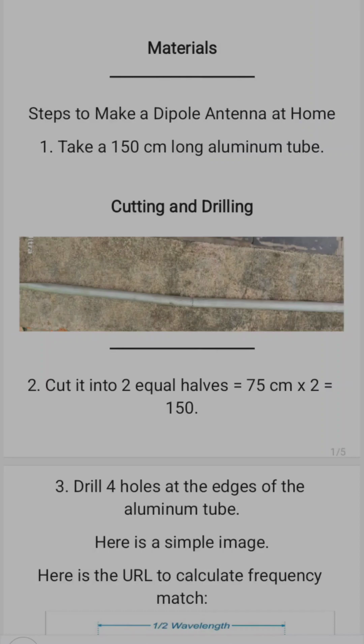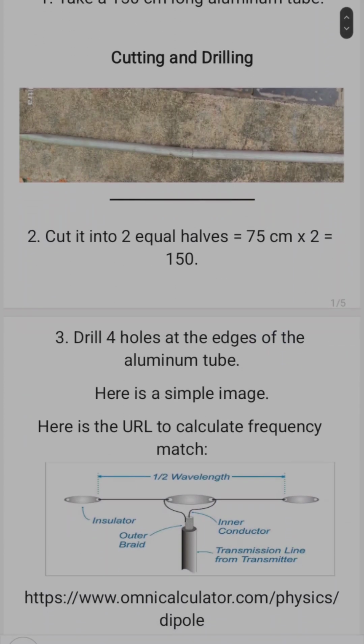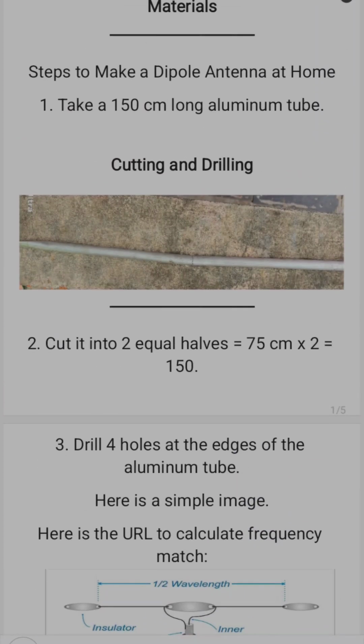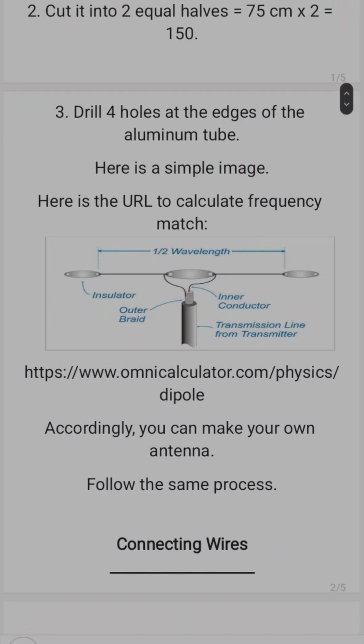Hello friends, today I will show you how to make a dipole antenna in your home. Take a 150 centimeters long aluminium tube and cut it into 2 halves. And why I said 150 centimeters, I will show you a proof.